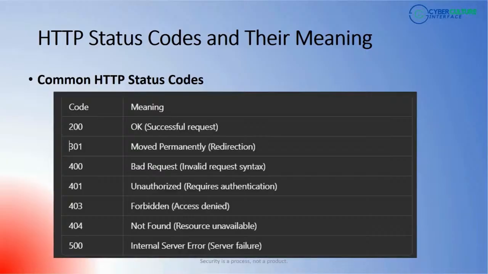Okay, so we have the samples of these status codes here. We have 200, we have 301. 301 means moved permanently, a redirection. 400 means bad request. Remember, 400 is a client error. That means invalid request syntax, that means you are not typing it properly.